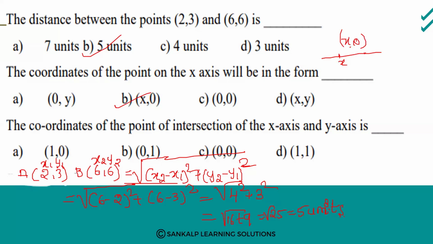Next, coordinates of the point of intersection of x-axis and y-axis. So this is x-axis, this is y-axis, where they will intersect. So at this point, we call it as origin. That means we have to find out the coordinates of origin. That is 0 and 0. Right? So 0 and 0. Option C is right.